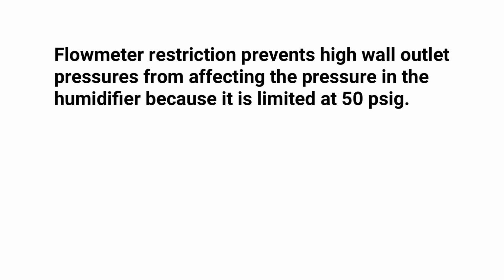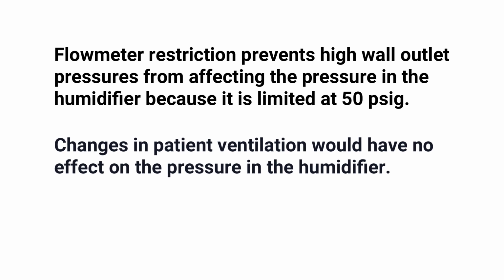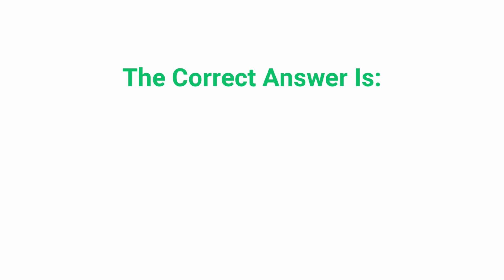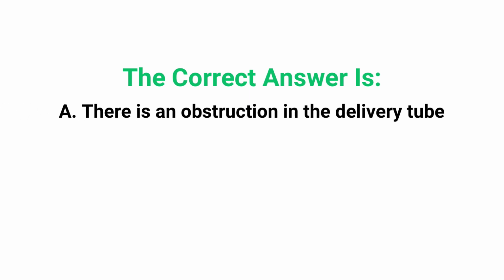Flow meter restriction prevents high wall outlet pressures from affecting the pressure in the humidifier because it is limited at 50 psig. Changes in patient ventilation would have no effect on the pressure in the humidifier. So by going through the answer choices, we know that there can only be one correct answer, and it's A. There is an obstruction in the delivery tube.